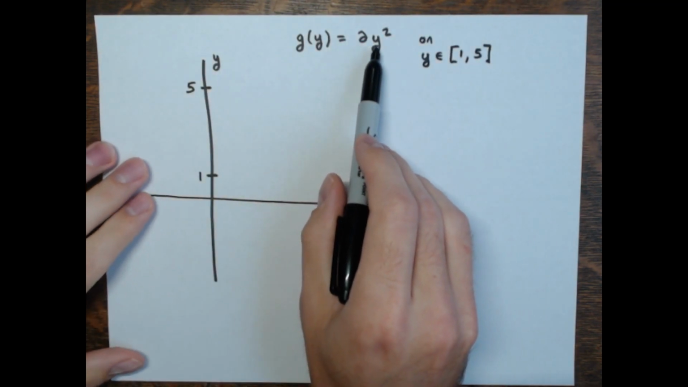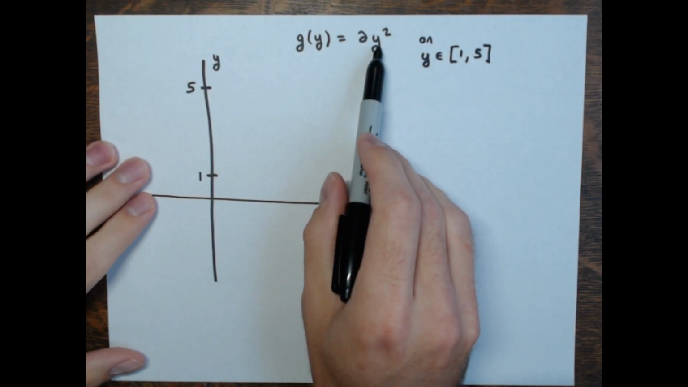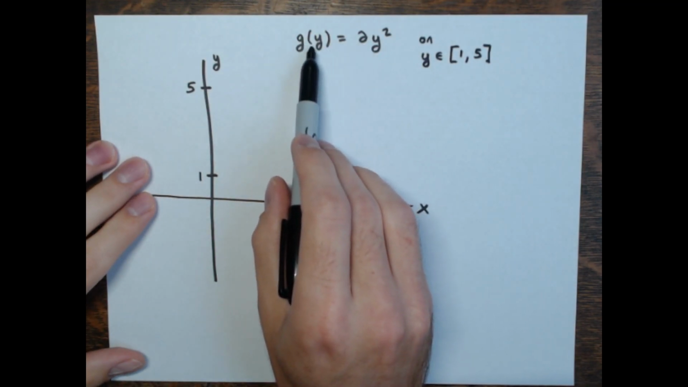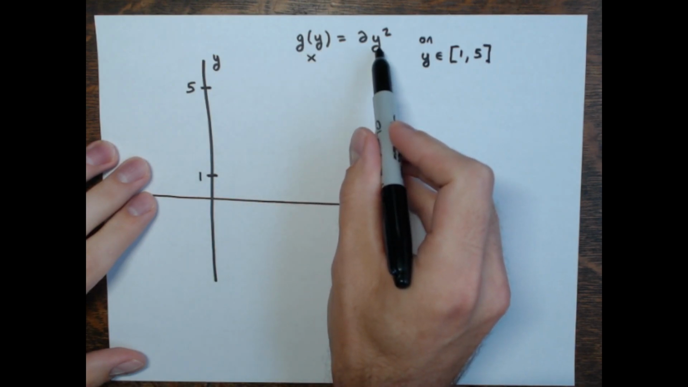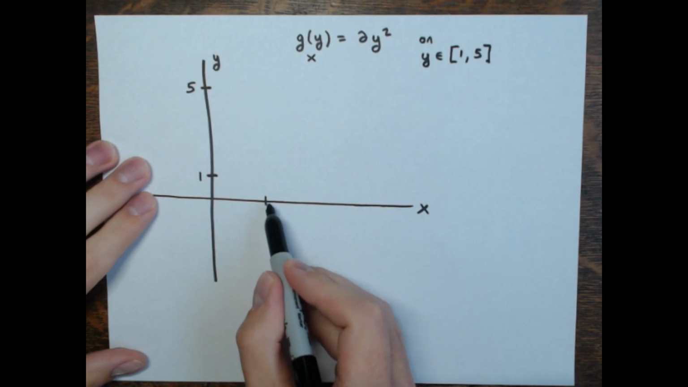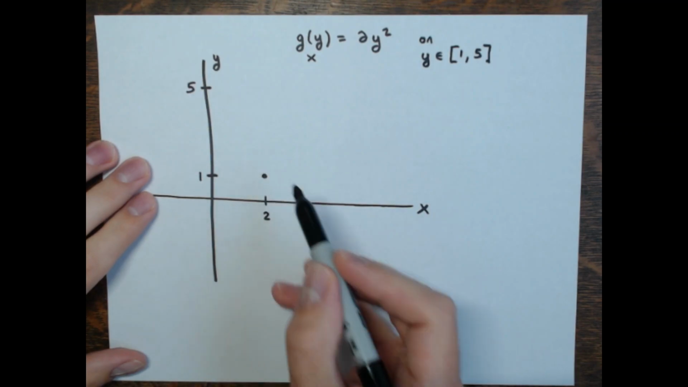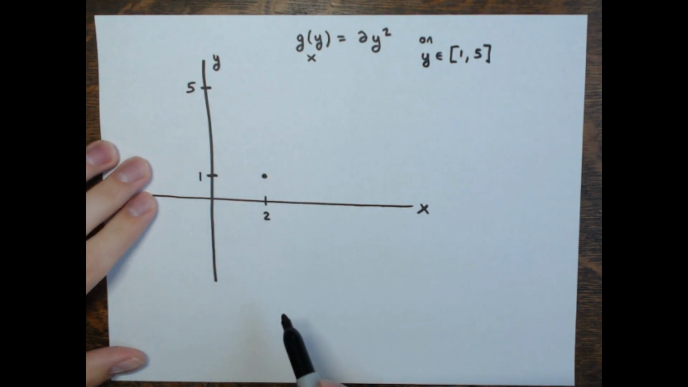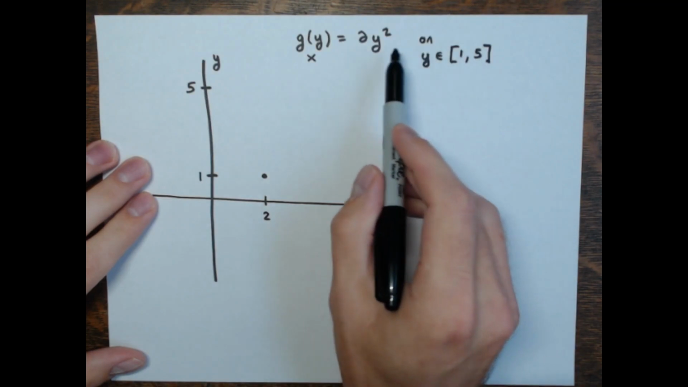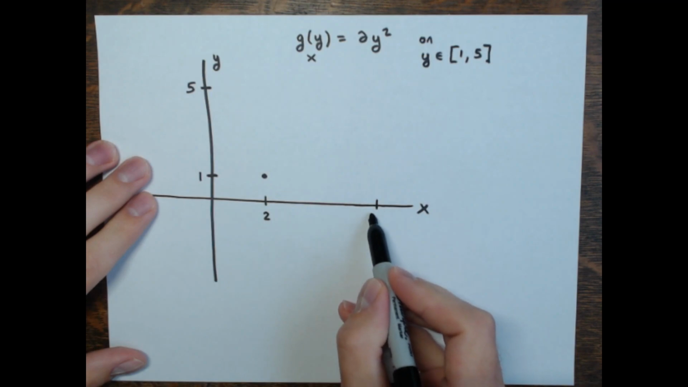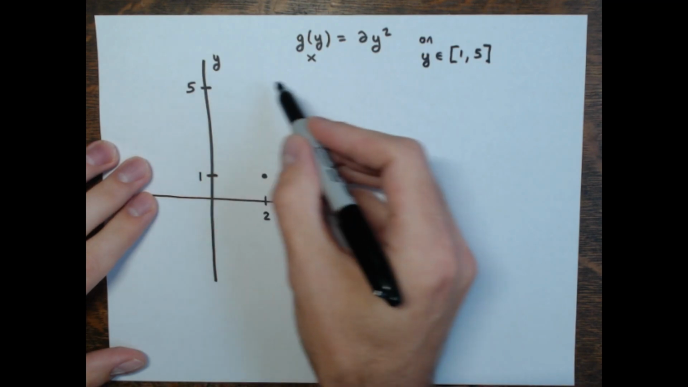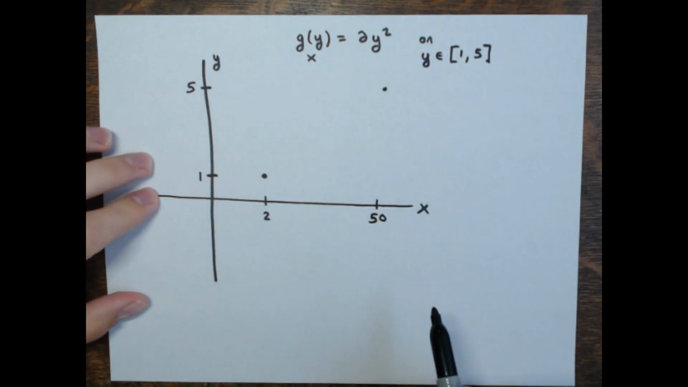All right, so when y equals 1, x, this is x over here, g of y. When y is 1, x would have to be 2. Right, so you got 0.21 is on this curve, and when y is 5, right, 5 squared is 25 times 2 is 50. X would be 50. So the 0.55 over here.